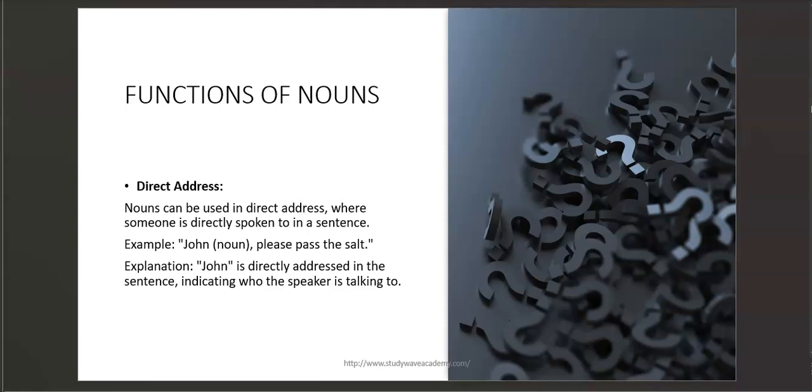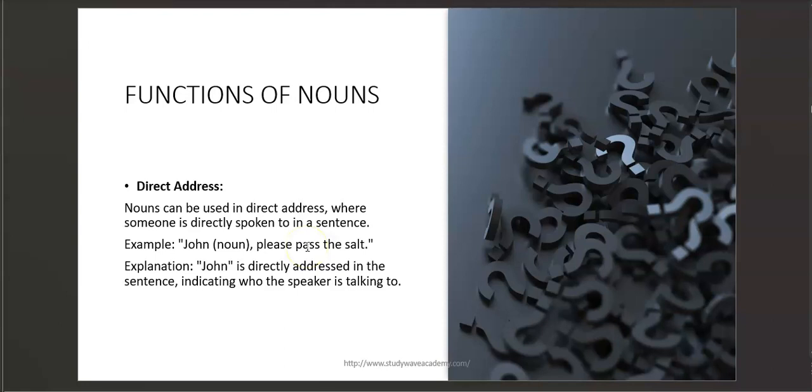The next function is direct address. Nouns can be used in direct address, where someone is directly spoken to in a sentence. For example, John, please pass the salt. Look at that. It's a direct sentence that someone is speaking. And how do we call it? A conversation. So this is a direct conversation, okay?